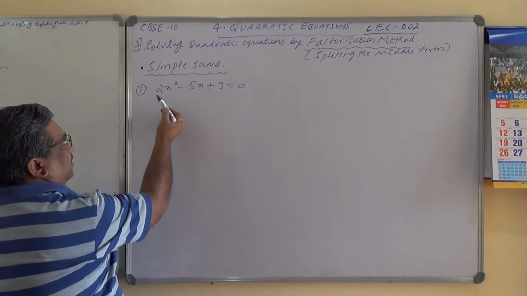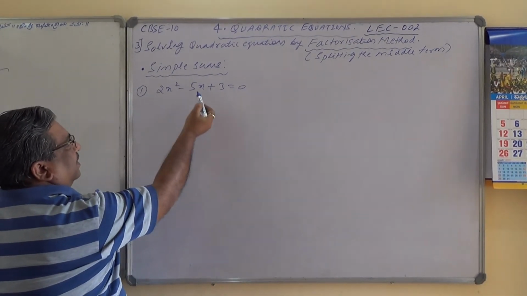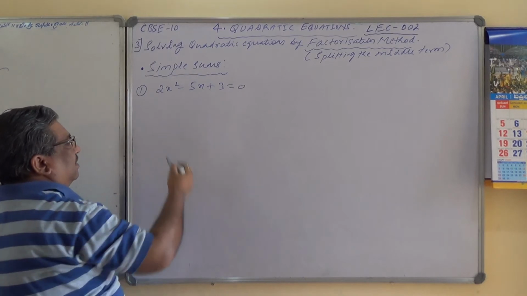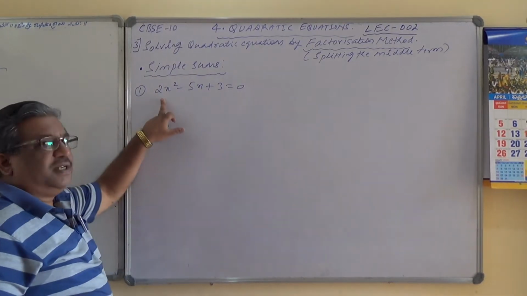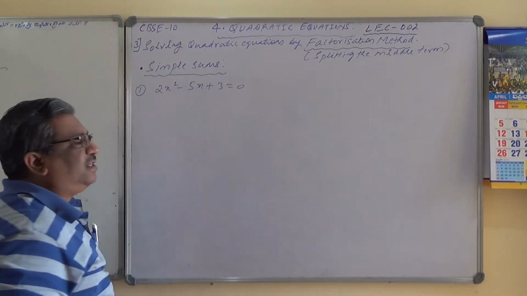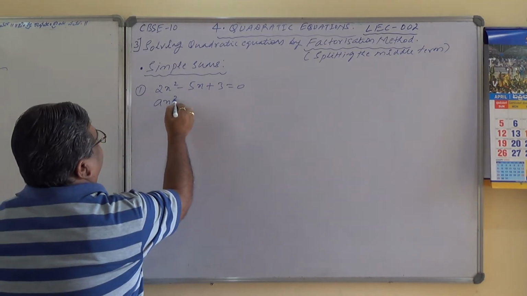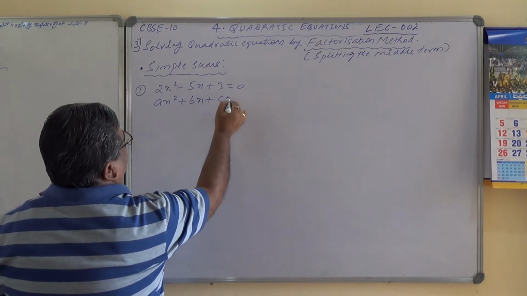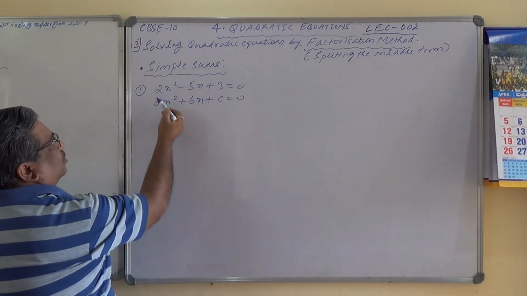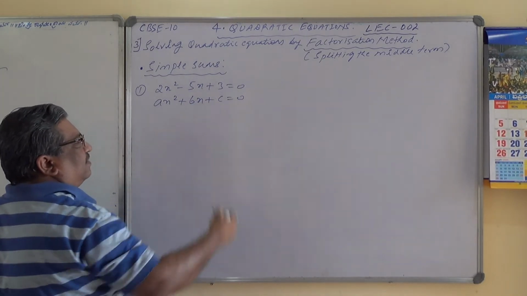Listen here. This is a, b, c. See here, I am comparing this to a standard equation. If I compare this to the standard equation, this is ax square plus bx plus c equals 0. So a is 2, b is minus 5 and c is 3 here.